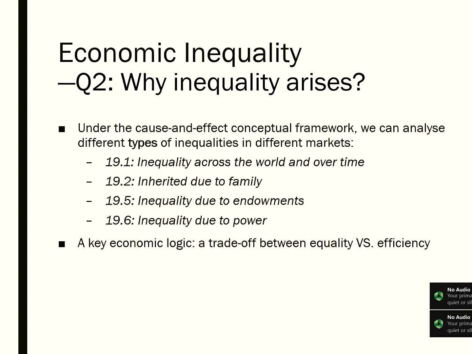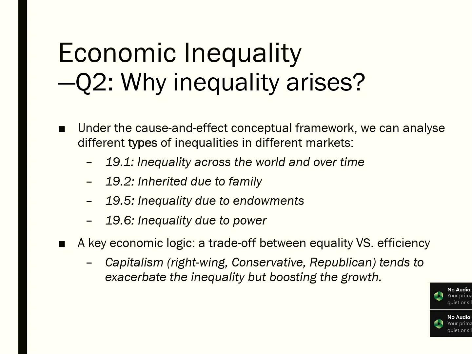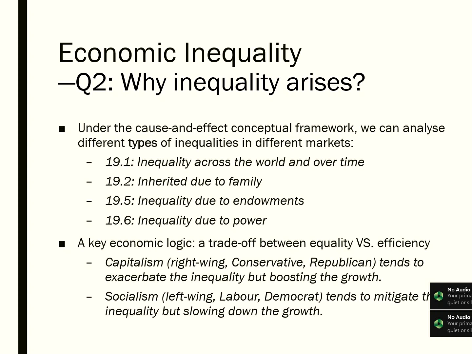Capitalism, for example, tends to exacerbate inequality by boosting growth. It is also the policy tendency for the right-wing parties like the Conservatives in the UK and Republicans in the US. Socialism, on the other hand, tends to mitigate inequality but slow down growth. This is also the policy tendency for the left-wing parties like Labour in the UK and Democrats in the US.